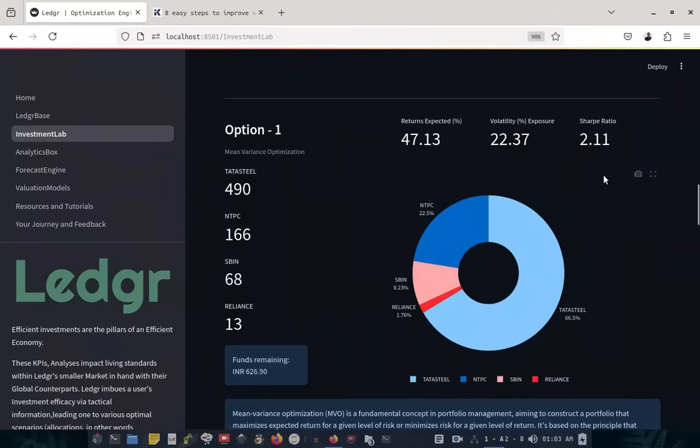On the left, you have the numbers vertically arranged with the remaining funds right over here, and on the right you have a neat plot wherein percentage wise it is visually shown as to how the allocation should be according to this algorithm.